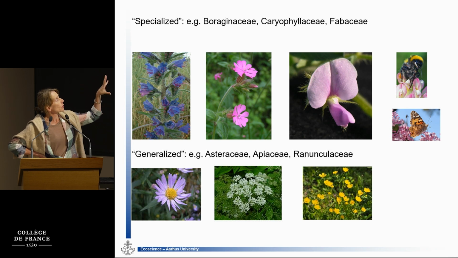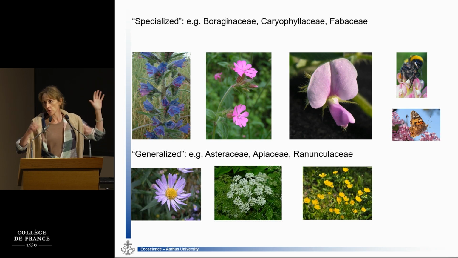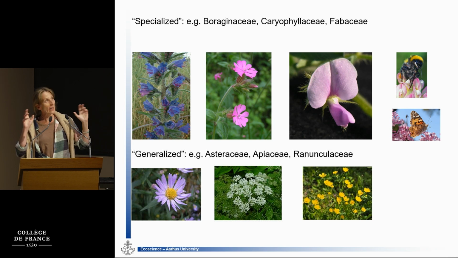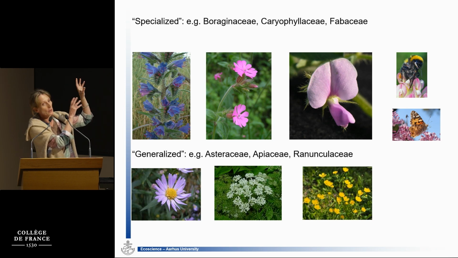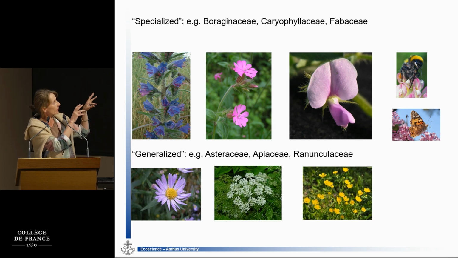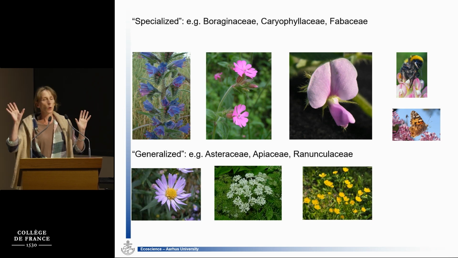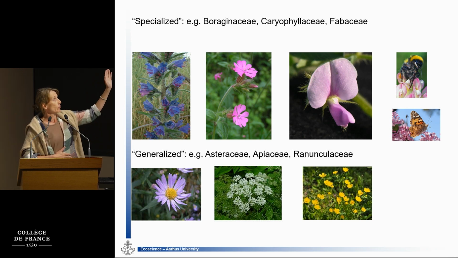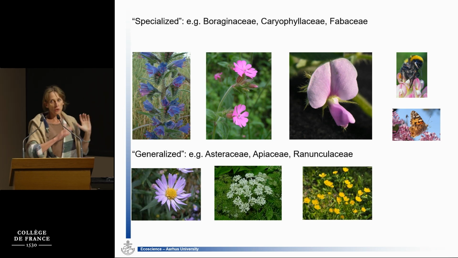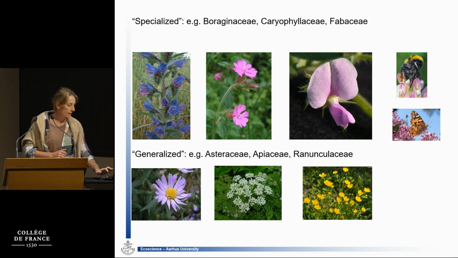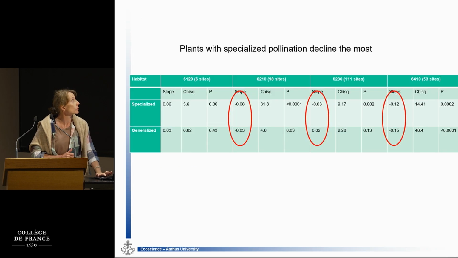So this was a very crude way that we divided it. It's based on family, so we just extracted the most species-rich plant families that were specialized and the most species-rich families that were generalized. Of course there will be some that don't fit the category, but overall we had about 250 or 300 species in each of these categories. So even if some of them were misplaced, I still think the result might be more or less robust.